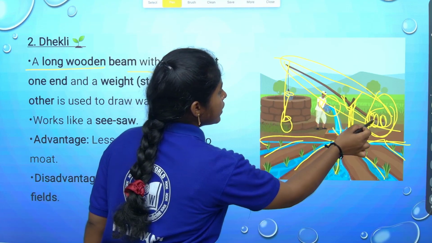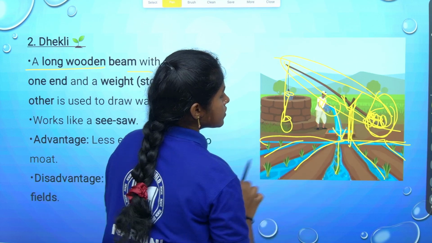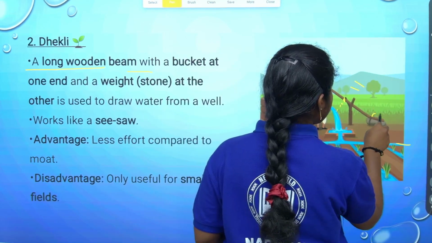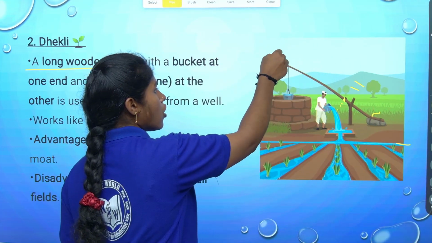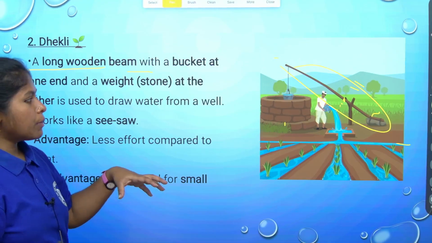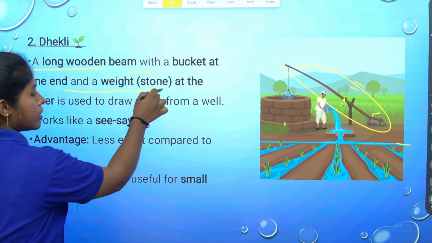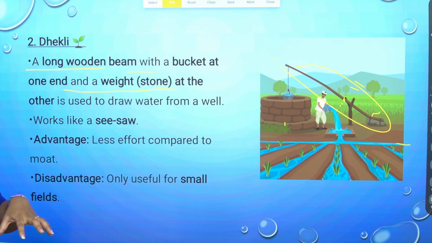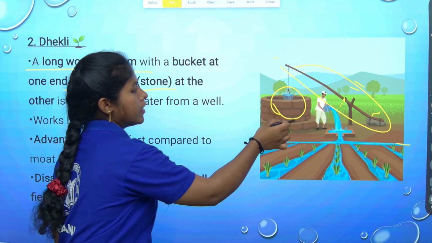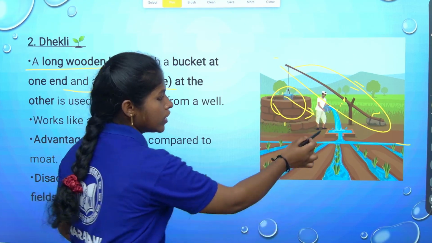So children, when they untied this, the long wooden beam is placed into the well. Then the bucket lifts the water from the well, right children? And the weight of the stone on the other side will be pulled. Then the heavy water is brought up. Then the bucket is collected by the farmer and it is poured into the little canal.